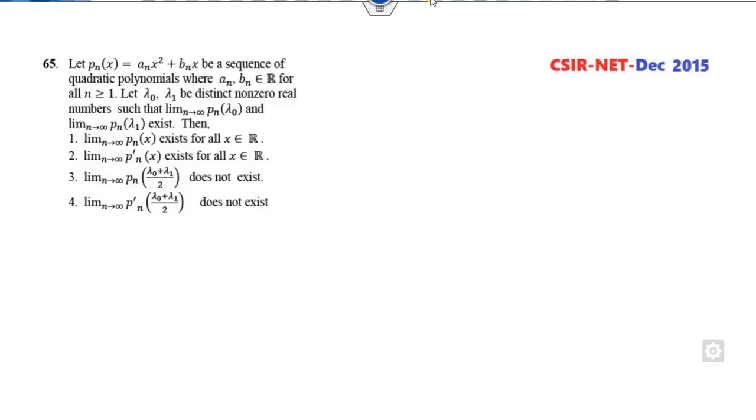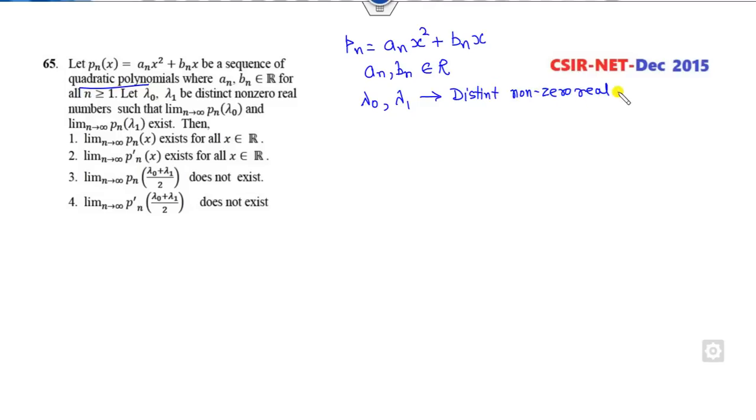Okay, look at that. P_n is a polynomial of this kind, a_n x^2 + b_n x, with a sequence of quadratic polynomials, where a_n and b_n are real numbers. Lambda 0 and lambda 1 are distinct non-zero real numbers. Fine. Then which of the following statements about that exists? Okay, that's very simple.